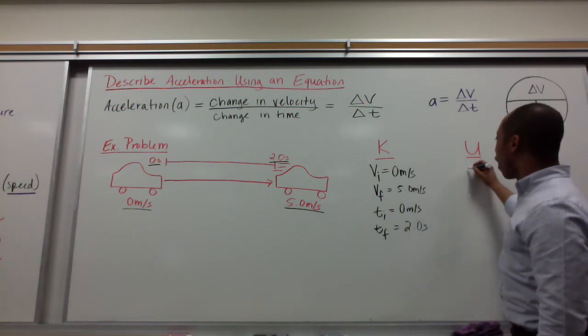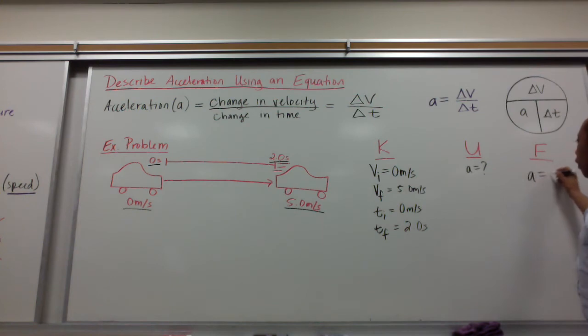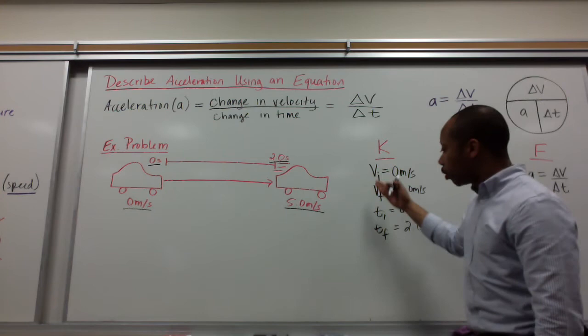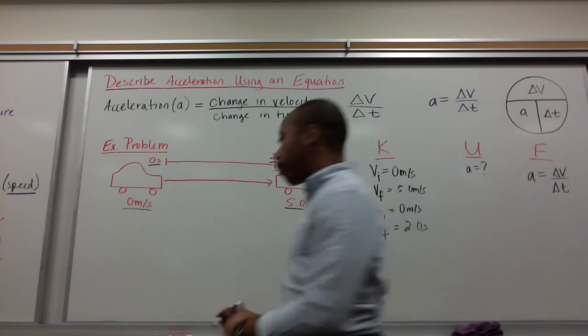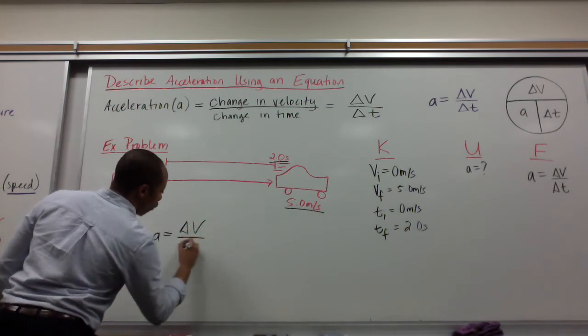Unknown is my acceleration. My formula is going to be the formula stated above. Acceleration is equal to the change in velocity divided by the change in time. Now this delta here, this change, is really important. That's where we get this initial and final talk here. So let's talk about that down here. So acceleration is equal to delta v over delta t.